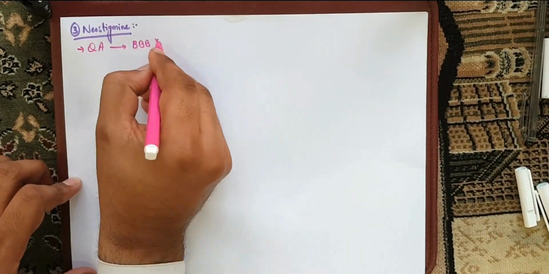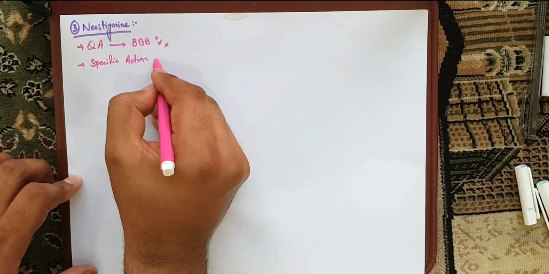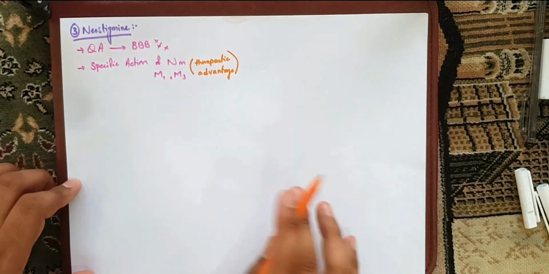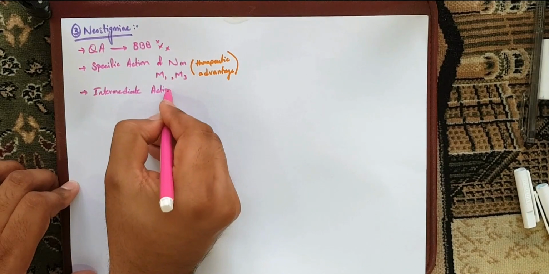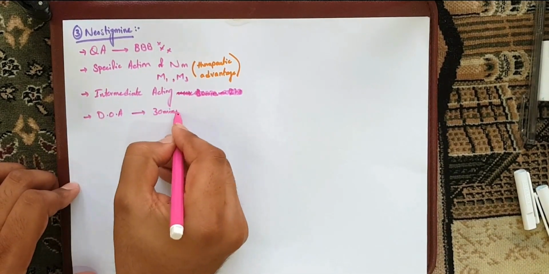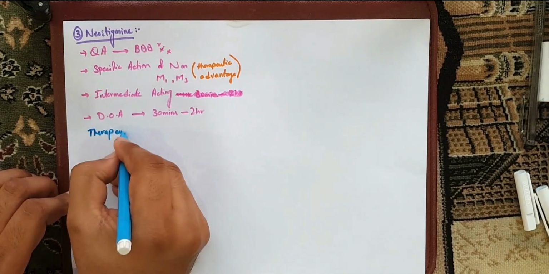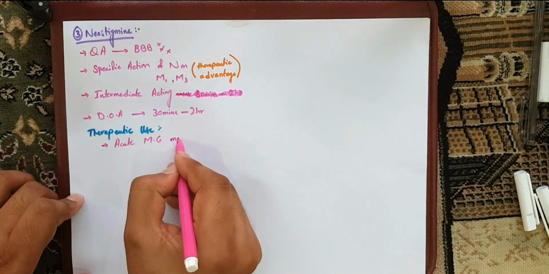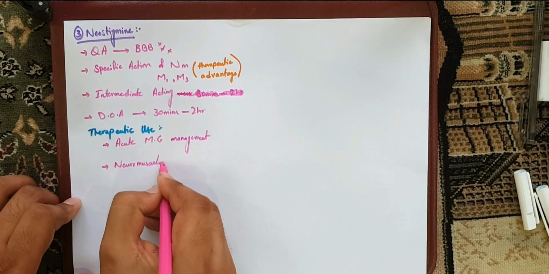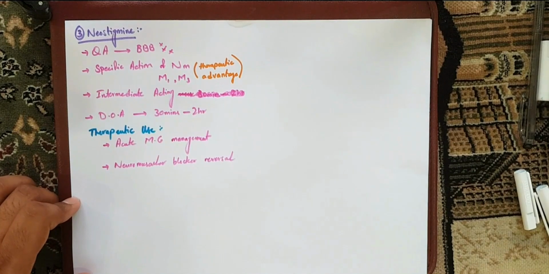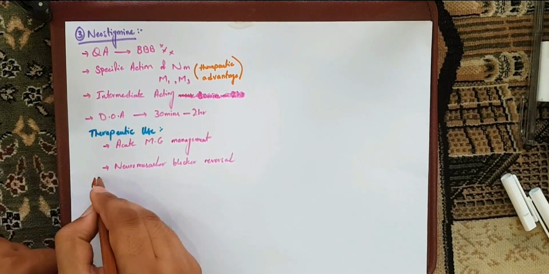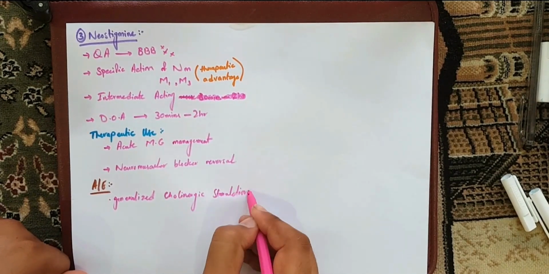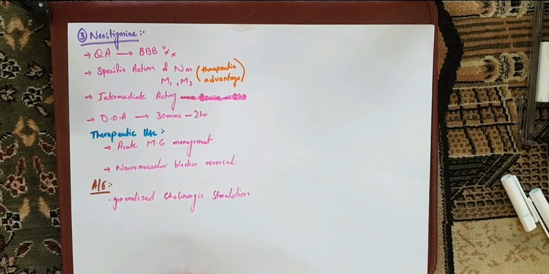Neostigmine is another indirect acting agonist, very similar to physostigmine, but it is a quaternary amine, which means that it does not cross the blood-brain barrier, so a beneficial point, and it has a very specific action on the neuromuscular junction and M1 and M3. So that makes it therapeutically specific for some reasons. It is intermediate acting, and the duration of action is from 30 minutes to 2 hours. Therapeutically, it could be used in acute myasthenia gravis management and neuromuscular blocker reversal after surgery or in anesthesia, to reverse the action of anesthesia.